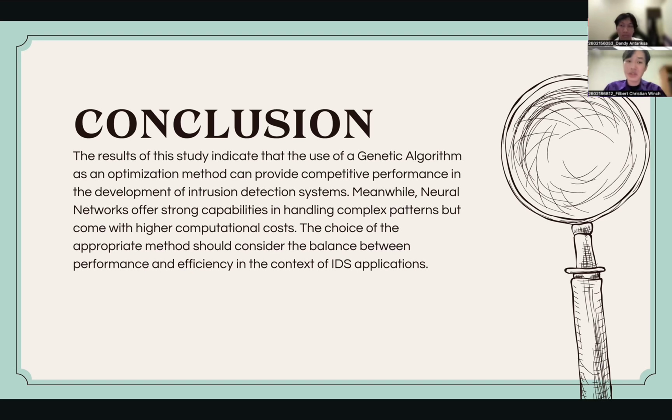So what we can conclude here is that the result of the study indicates that the use of a genetic algorithm as an optimization method can provide competitive performance in the development of intrusion detection systems. Meanwhile, neural networks offer strong capabilities in handling complex patterns but come with higher computational costs. The choice of the appropriate method should consider the balance between performance and efficiency in the context of IDS applications. When choosing between these models, or whatever algorithm you want to use, it should come with thoughtfulness, because it matters which scenario you are solving, because it's all about the use cases.